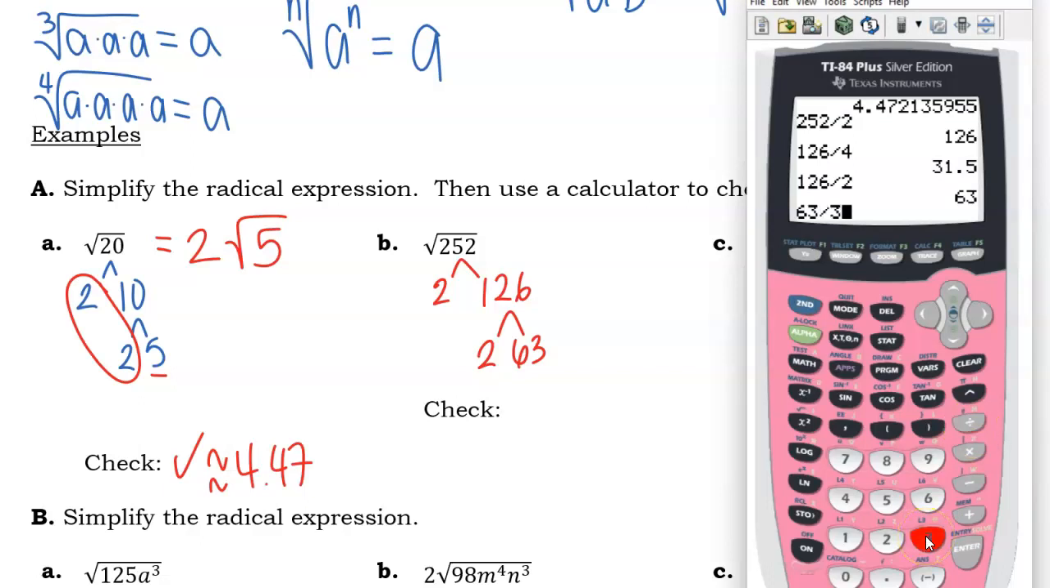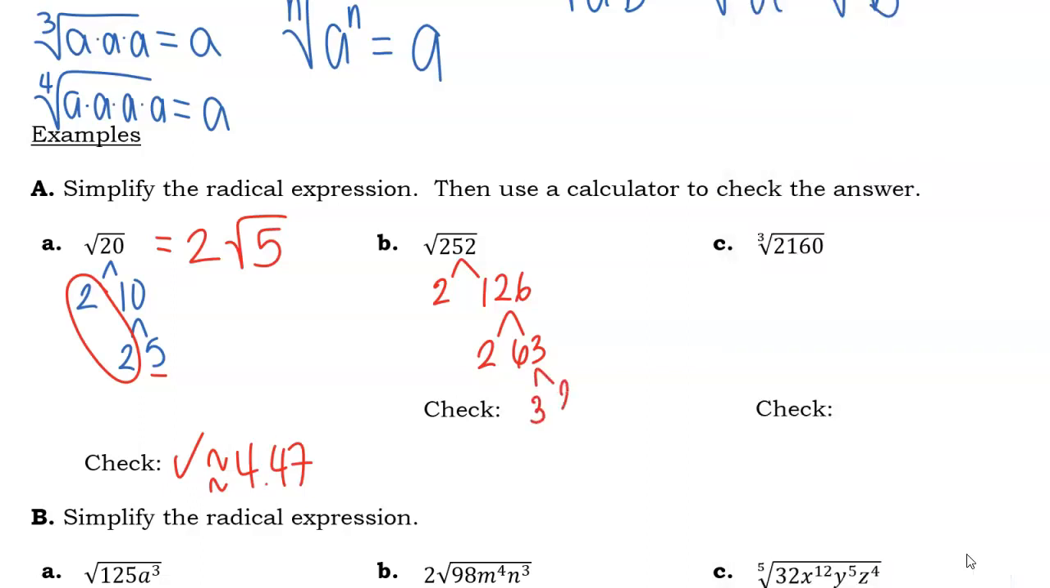So we'll check that one. 63 divided by 3, that looks good. 21. And I'm kind of running out of space here, but I'm going to keep going. And I know 21 is 3 times 7. And again, if you're not sure, keep dividing by common primes 2, 3, 5, 7, 11 until you reach all prime numbers.